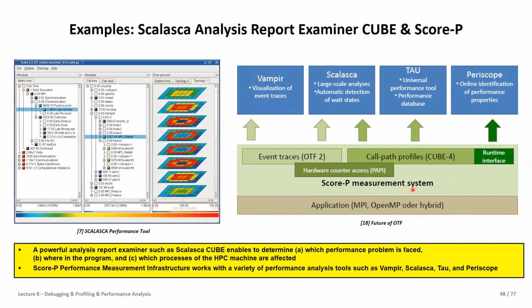But then, based on this Score-P infrastructure and leveraging the Open Trace Format and code profiles, which are a little bit different from these event traces, you can inform different tools. You can visualize the event traces in Vampir. You can have this large-scale analysis in Scalasca to detect waiting states and so-called patterns that we will review now. And Tau is also interesting with a performance database and another type of tool to look at universal performance. And Periscope is also used every now and then for performance properties and their identification.